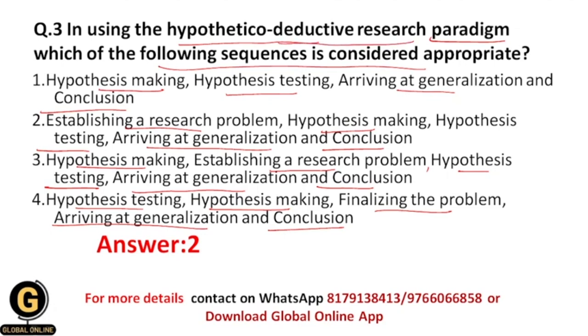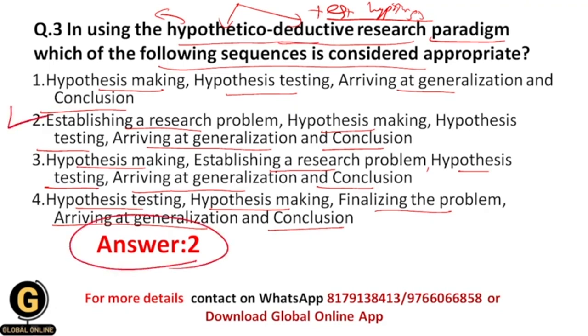Okay, so what is the meaning of the hypothetico-deductive research paradigm? In this research paradigm you can see two words, hypothetical and deductive. Hypothetical means you are going to formulate the hypothesis, and deductive means you are going to test the hypothesis. That's why in this research paradigm you first need to formulate the hypothesis, which is the mandatory thing, and second, deductive means you are going to test the hypothesis. That's why your correct answer should be 2, that is this one.